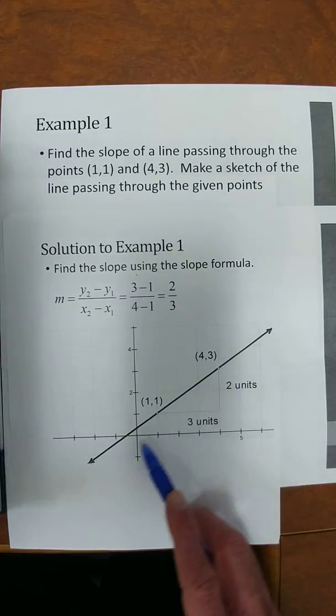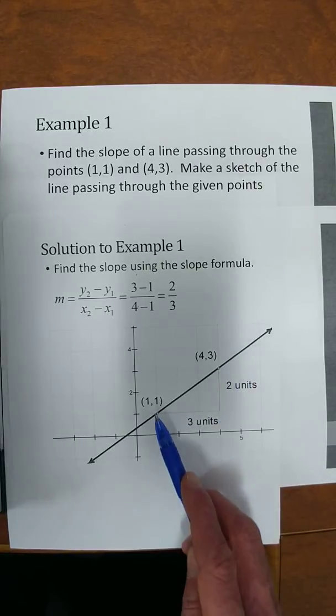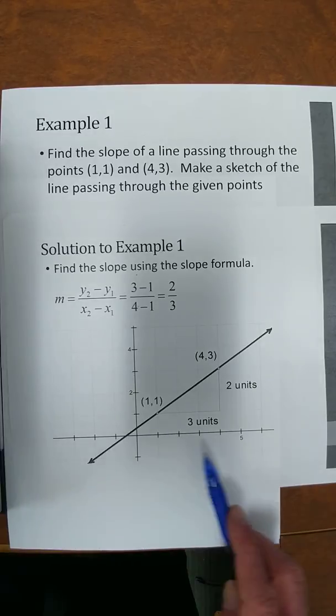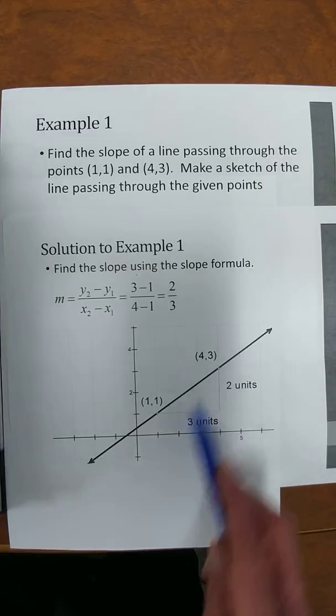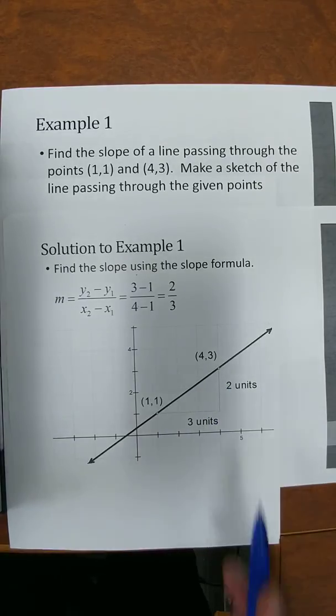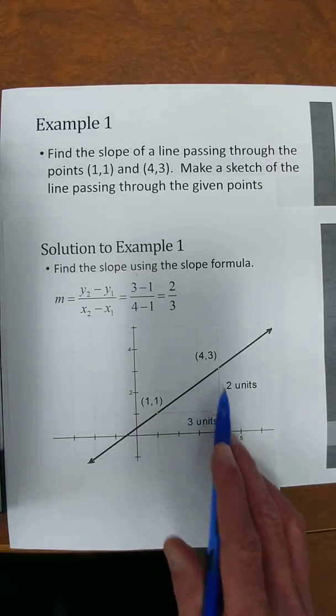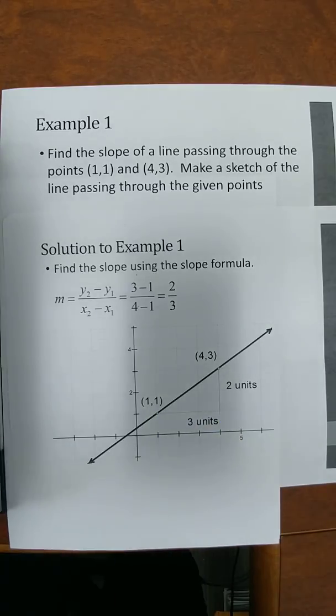And you can see the sketch. Here's the point 1, 1, we will go over 1, up 1. The point 4, 3 will be over 4, up 3. And, of course, that slope will be 2/3. Because, as you can see, the rise is 2 units and the run is 3 units.